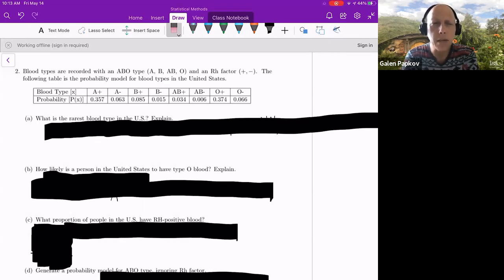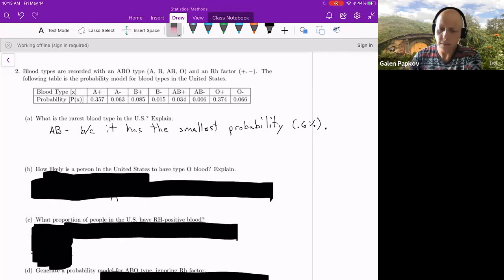So rarest means least likely, or lowest probability. As I look through this, I see a 0.015, 0.006, 0.006 for AB minus is the smallest value, or your lowest probability. So it looks like AB minus, because it has the smallest probability of 0.006 or 0.6%.